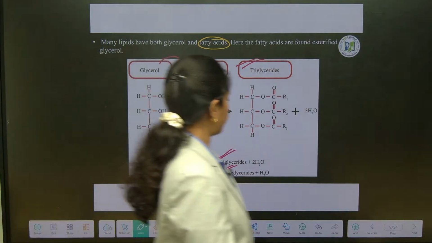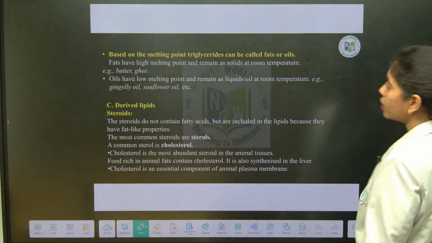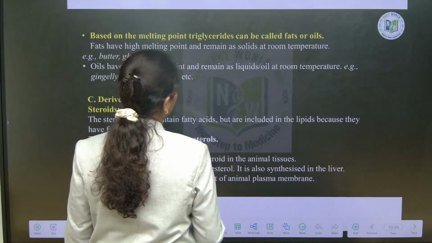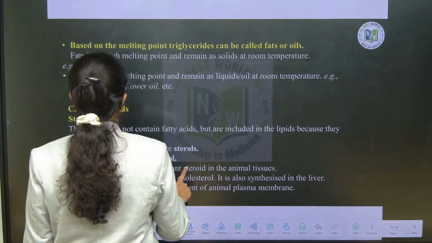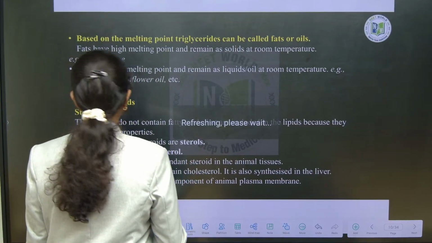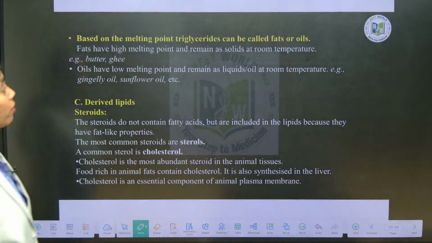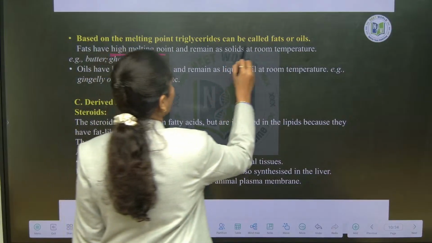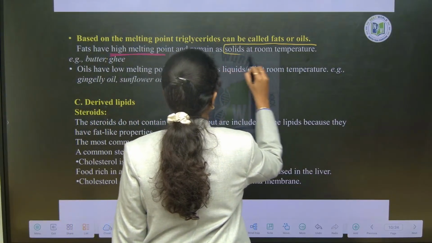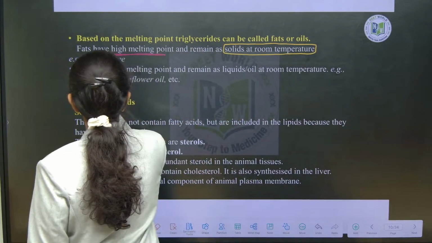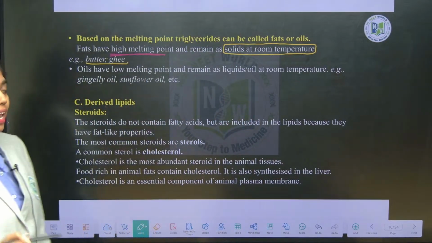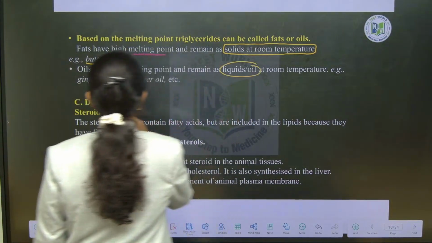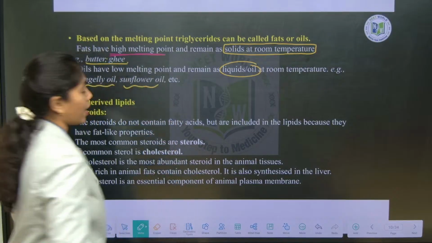Now, based on the melting point of glycerides, triglycerides can be called fats or oils. Fats have a high melting point and remain solid at room temperature, for example butter and ghee. Oils have a low melting point and remain liquid at room temperature, for example gingelly oil and sunflower oil.